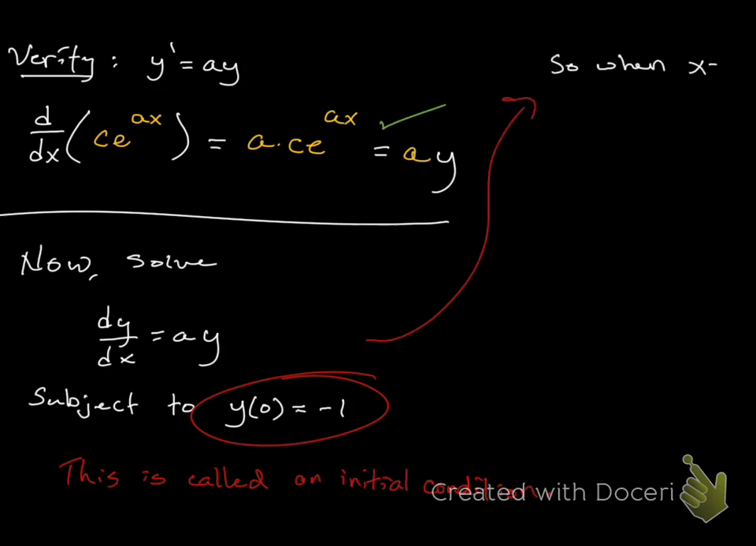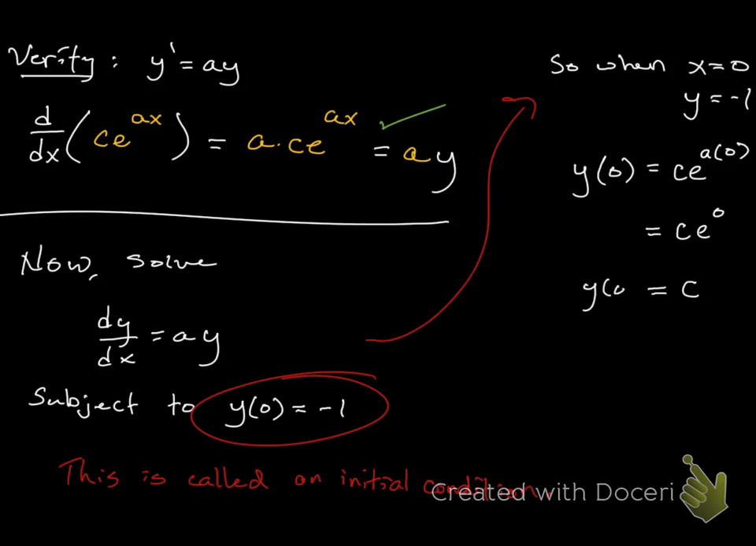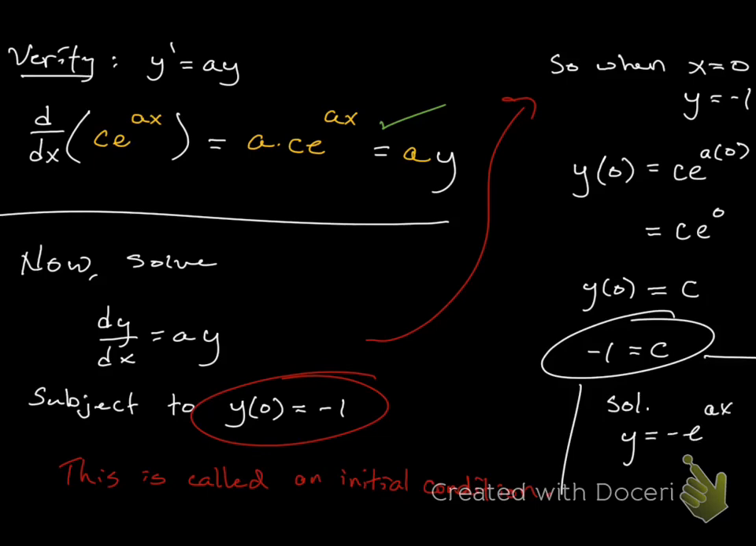So, when x equals 0, y equals minus 1, I plug in 0 for x, so that's c e to the a times 0, that's c times e to the 0, which is just c, right? C times e to the 0, c times 1, and that is y of 0. Well, y of 0 is minus 1. So my solution is then minus e to the ax because c was minus 1. So I take that original solution, c e to the ax, and I know what c is because of my initial condition. Okay, we'll do some examples like this.